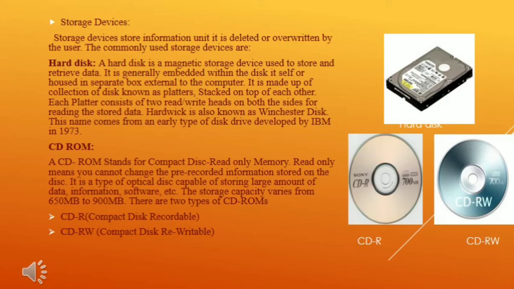There are two types of CD-ROMs, CDR and CDRW. CDR means what? Compact disk recordable. A CDR disk is a compact disk that can be written once and read many times. And CDRW means compact disk rewritable. It was introduced in 1997. It can be written, read, erased and rewritten.